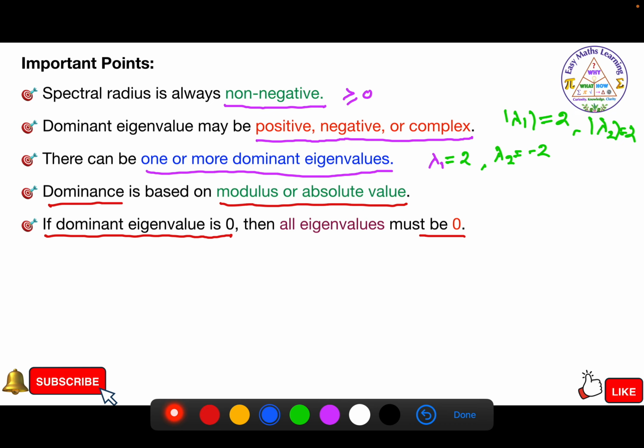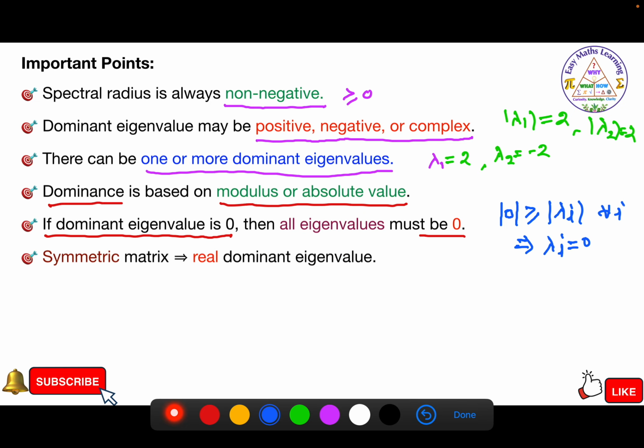So you can see here, suppose 0 is the dominant eigenvalue. It means modulus of 0 is definitely greater than or equal to the modulus of all other eigenvalues for all i. This implies that lambda i equals 0. Really? All eigenvalues are 0.